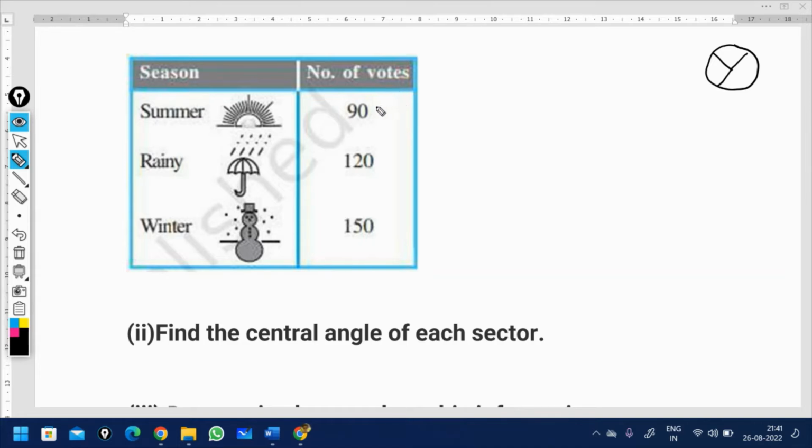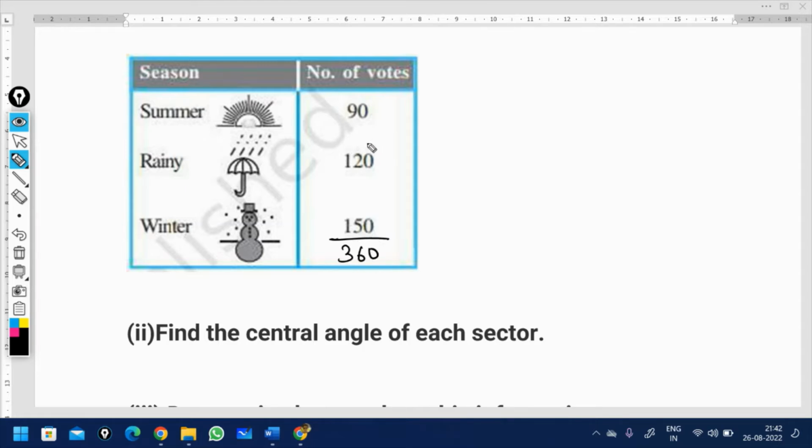So for that we need a central angle, this angle here which is called the central angle, and using this angle we will know the width of the sector. The angle will decide how big or small that sector will be. So for this, you first have to find out the total number of votes which were casted. When I add this up, 90 plus 120 plus 150, this gives me 360.